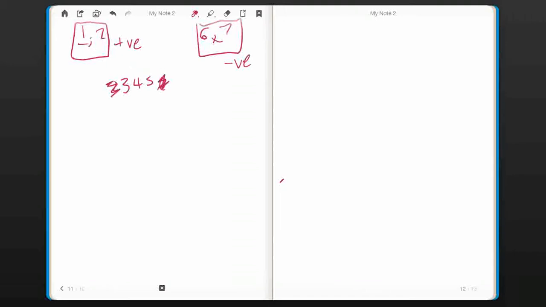So the groups are the columns, remember. So group 1 and 2 will be metals, and these two groups are non-metals. And obviously we know group 8 are noble gases.